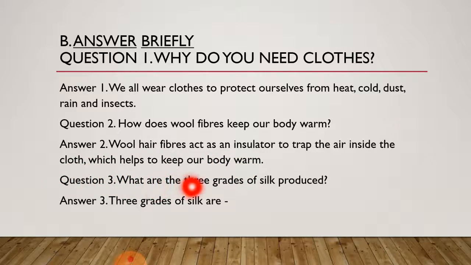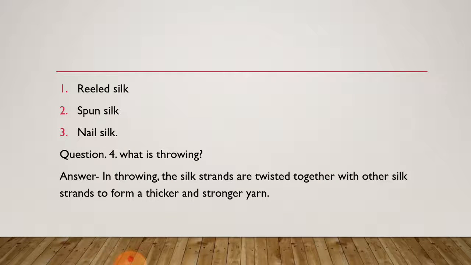Question 3. What are the 3 grades of silk produced? Its answer, 3 grades of silk are reeled silk, spun silk, nail silk. Now question 4. What is throwing? Its answer, in throwing, the silk strands are twisted together with other silk strands to form a thicker and stronger yarn.